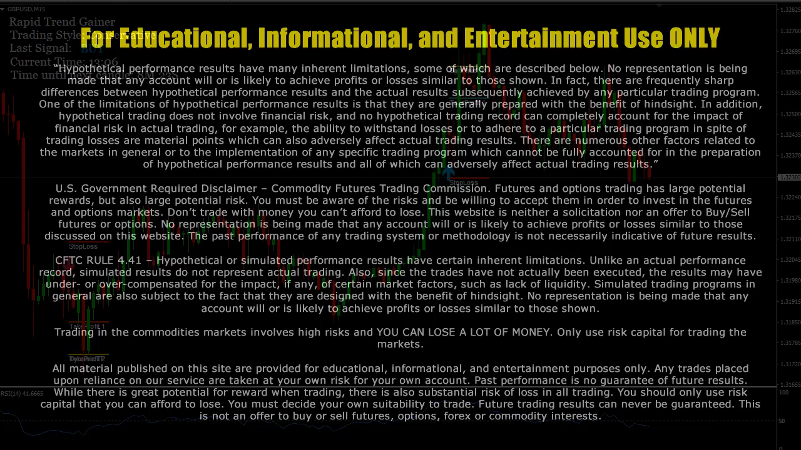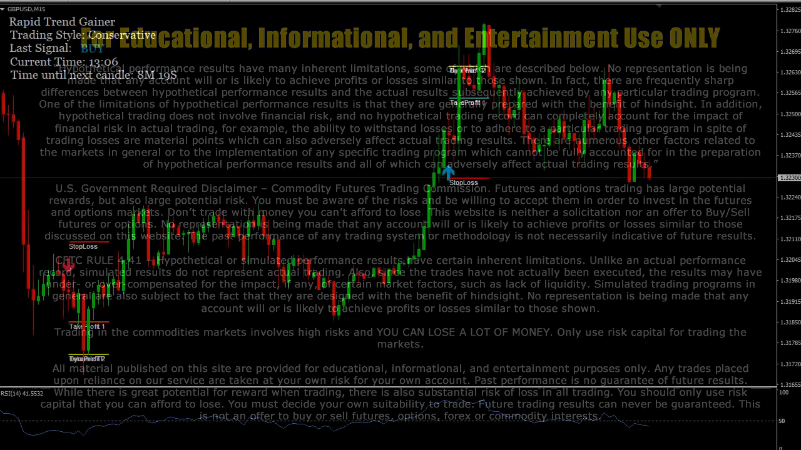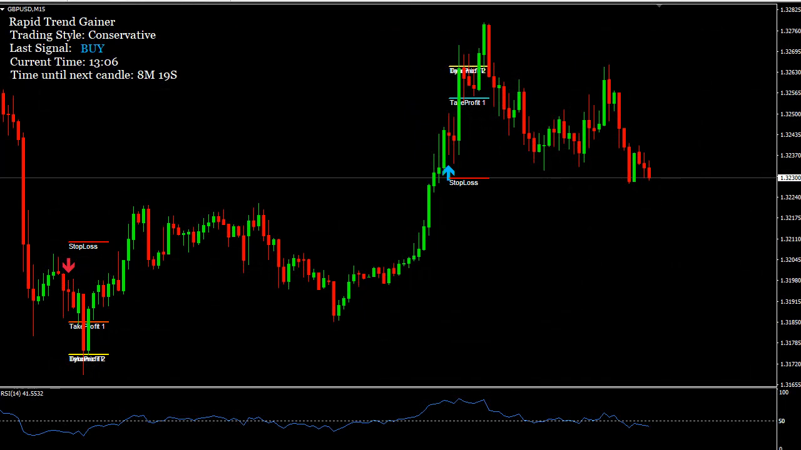I was asked if I would circle back around and cover rapid trend gainer. I haven't looked too much into it, to be honest with you. I don't day trade, so it's not something I really look at. You don't have to just day trade with it. You can do other trading with it as well.